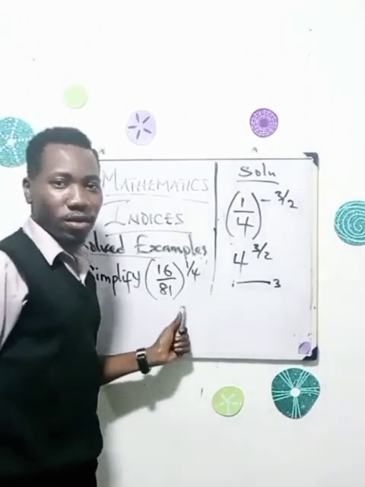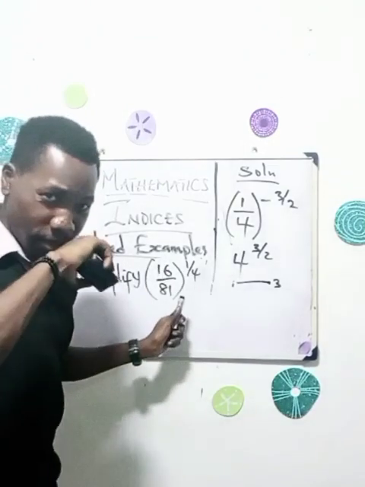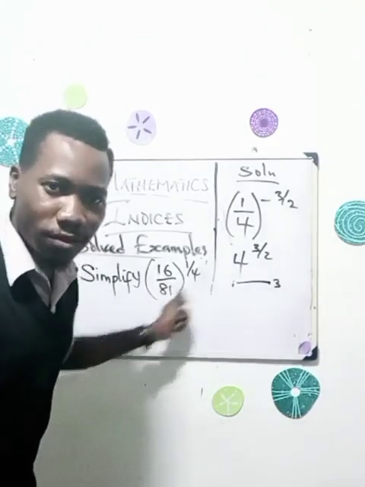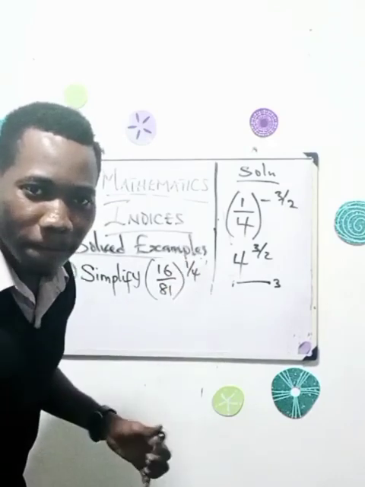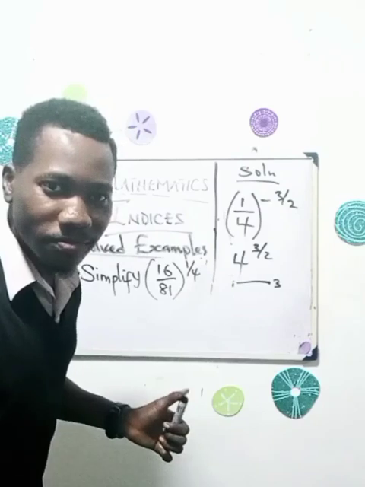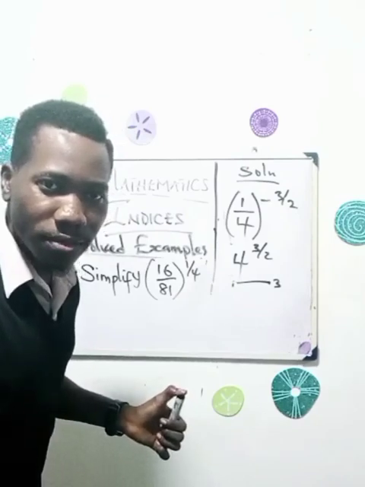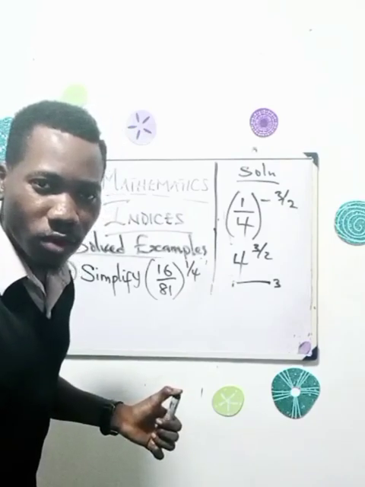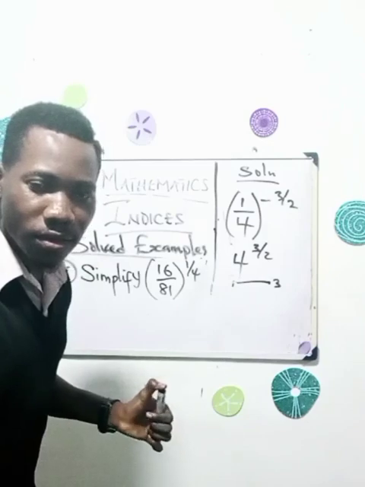What will this give you? 16 over 81 raised to the power of 1 over 4. What will be your answer? 8 from where? 8 from where?